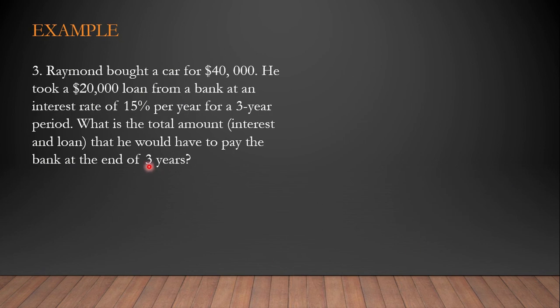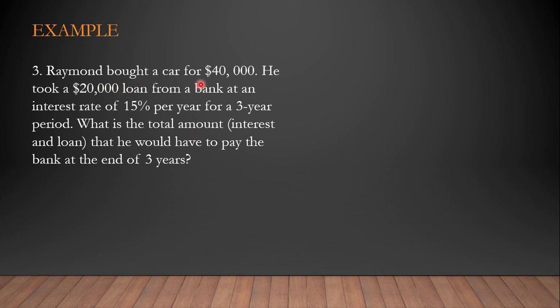So, example number 3. Raymond bought a car for $40,000. He took a $20,000 loan from a bank at an interest rate of 15% per year for a 3-year period. So what is the total amount, the interest and loan that he would have to pay the bank at the end of 3 years? So nakalagay na sa problem, pinapahanap is the total amount. Okay, so identify the given.